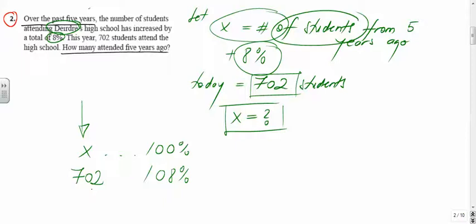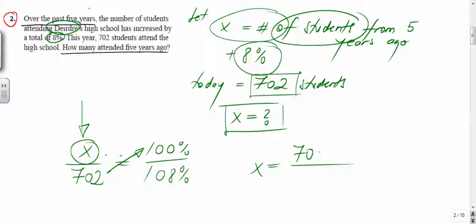And I believe we're ready to solve, because now we have our proportion. We have x over 702 will be the same as 100 over 108. To find your x, you will multiply the other diagonal, right? So your x, the number of students who were in attendance 5 years ago, will be equal to 702 times 100, everything divided by 108.